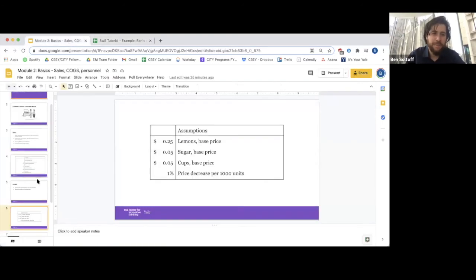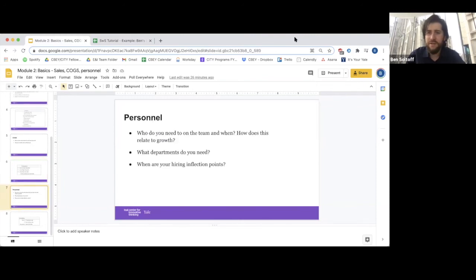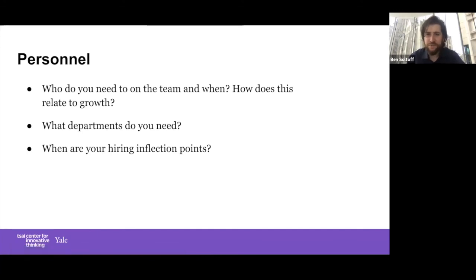Now, before we wrap up this module, we're going to consider one more tab of the financial model, and that's personnel. Personnel is just a fancy word for people. Who do you need to add to the team and when, and how does this relate to your overall trajectory of growth? What are the different departments you need? What are the categories and teams of people that you need to get things done? And when are the hiring inflection points?